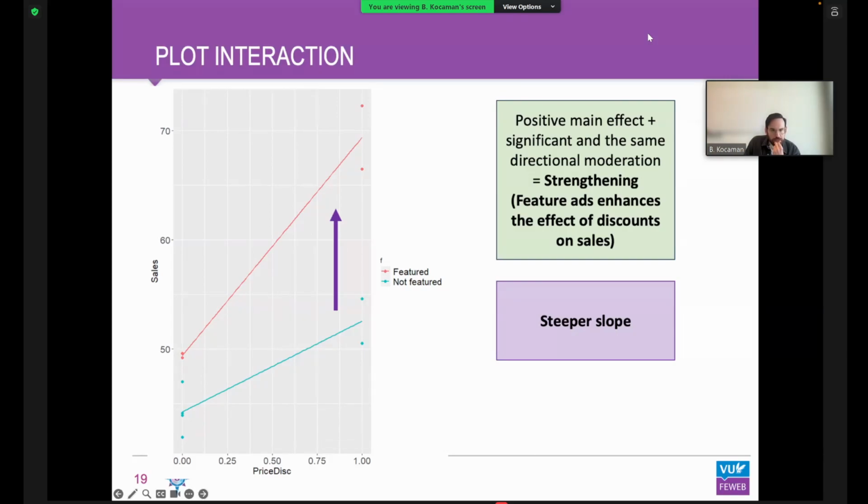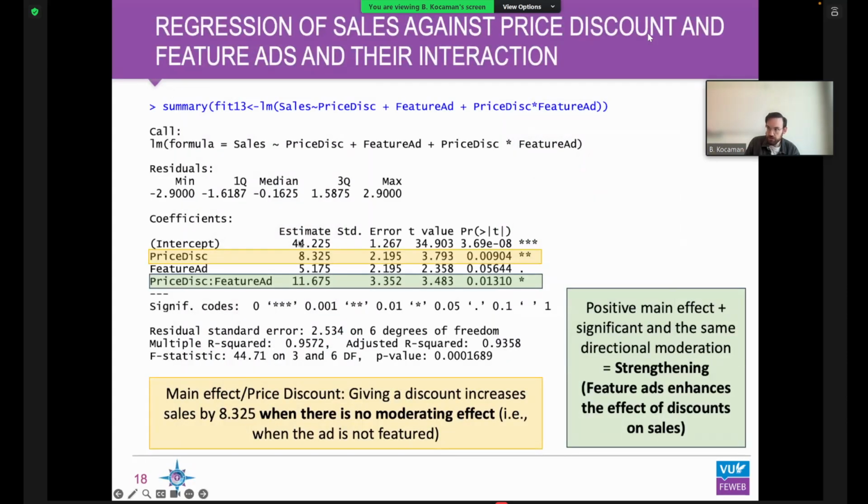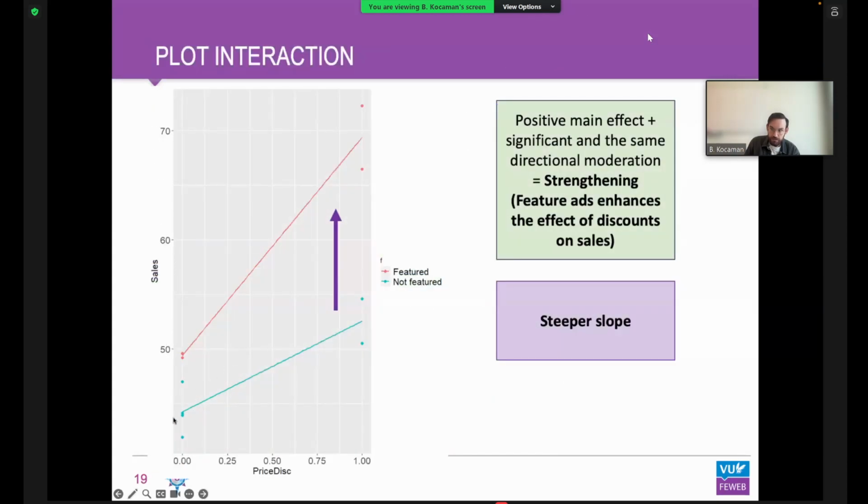Can you explain what the intercept represents? Yes, in this case, the intercept represents when you don't have a price discount and this product is not featured in the flyer. So this is then just the intercept that you observed here. So you don't have a feature ad and the price discount is also not there. So 0, 0, if you will.